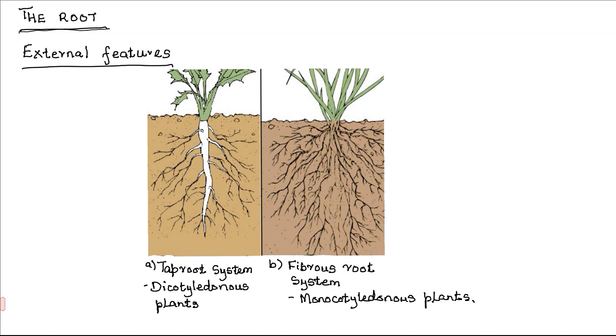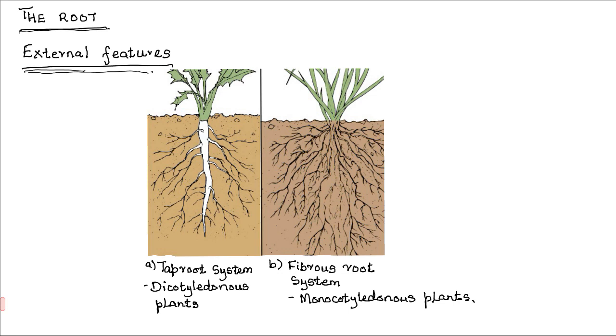Now, we start by looking at the root part of the plant, and the first part of the root that you're going to look at are the external features of the plant. Now, the roots are particularly structured to perform their primary functions. There are two types of root system depending on whether the plant is a dicotyledonous or monocotyledonous plant.